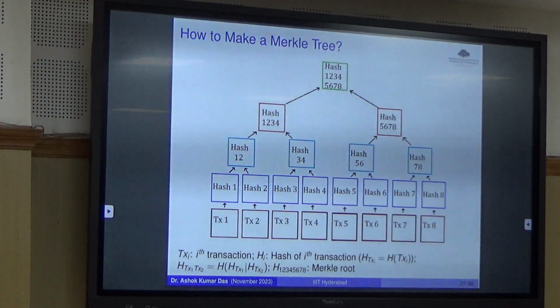Okay. So now let us look at how the Merkle root is used to verify transactions. Sir, can we take a tea break? Yeah, after this slide.